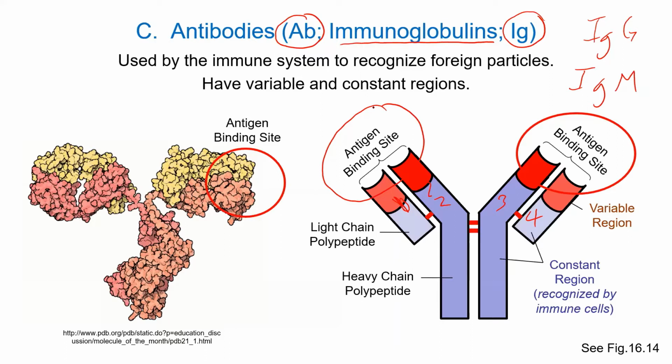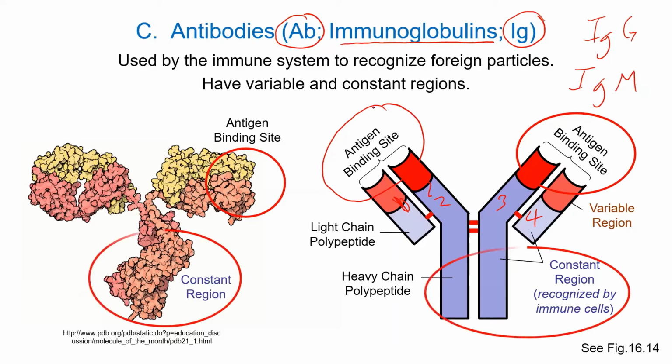You're making these things like crazy, so there are many possibilities. The other part is called the constant region. That's at the bottom, and that's what's recognized by immune cells. So it's kind of like the adapter. This is the part that's going to connect and bring the pathogen over to immune cells.